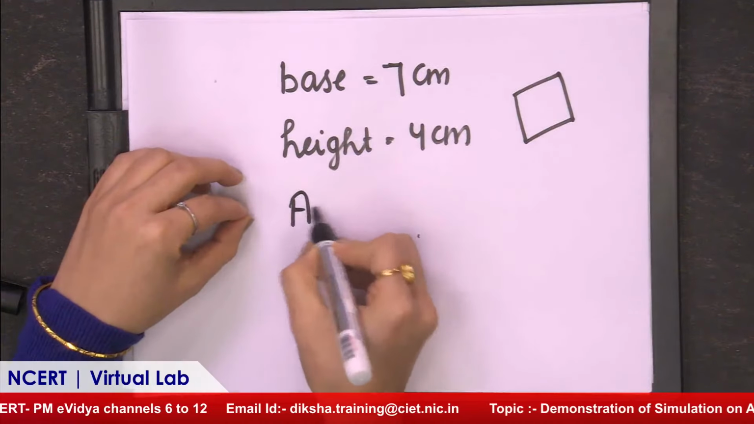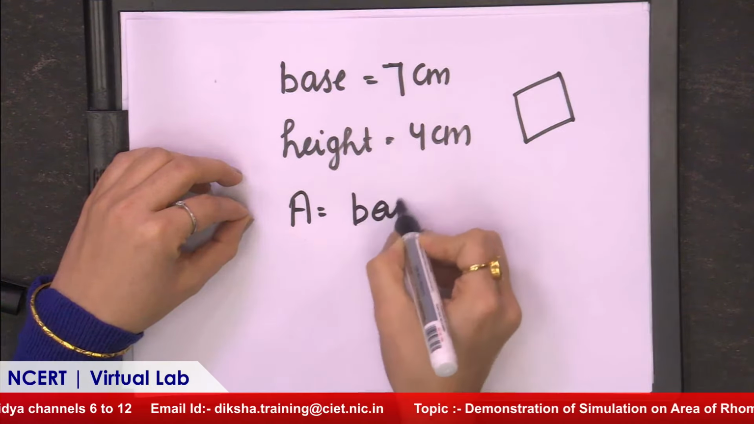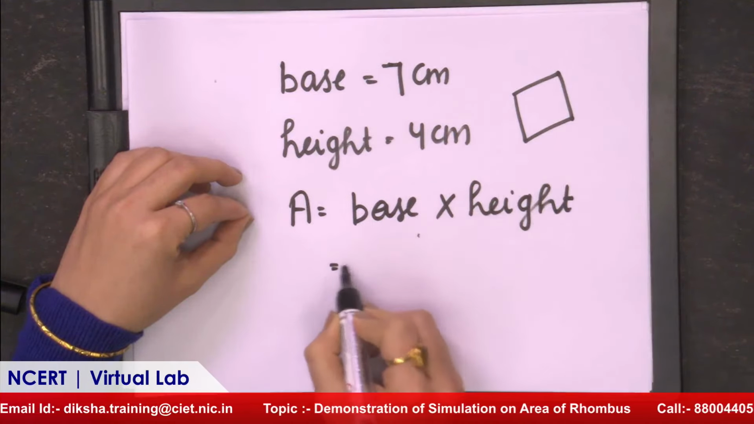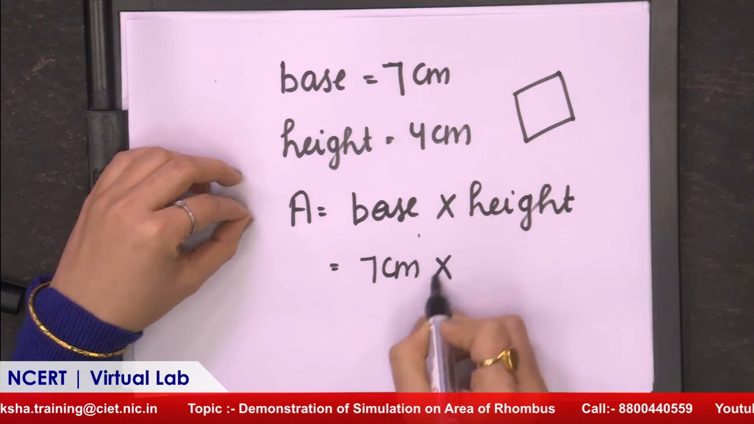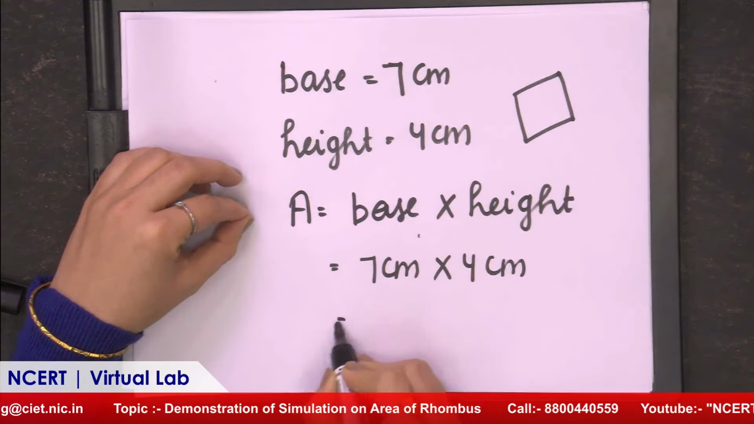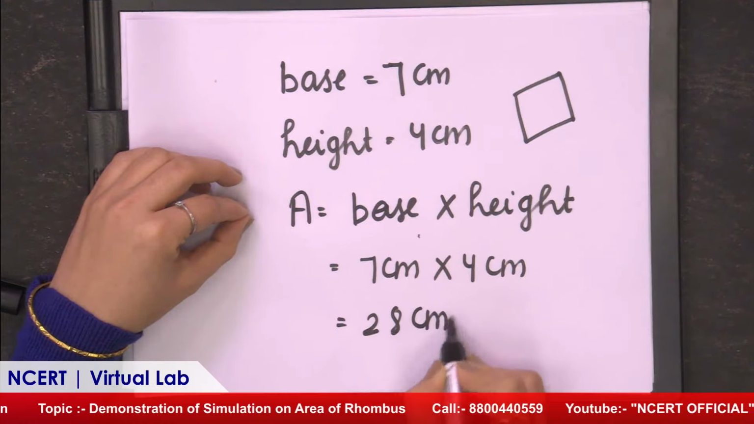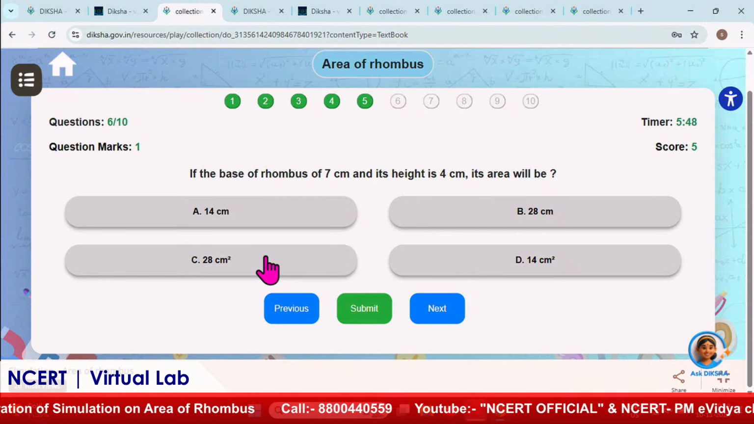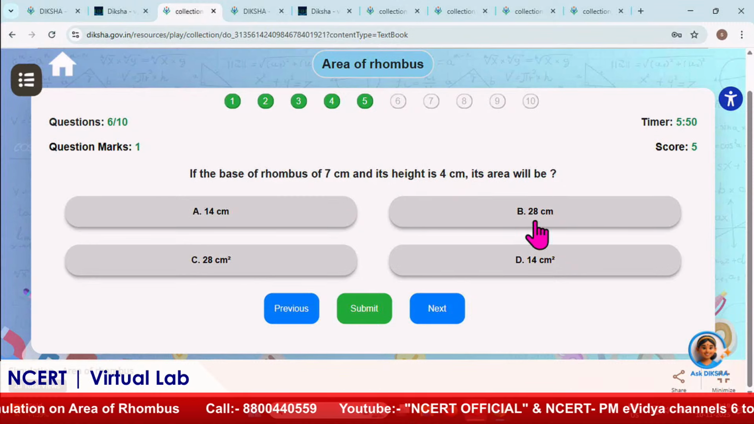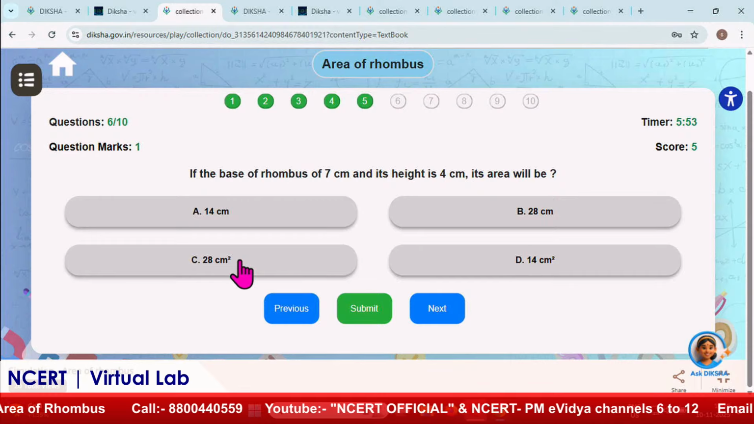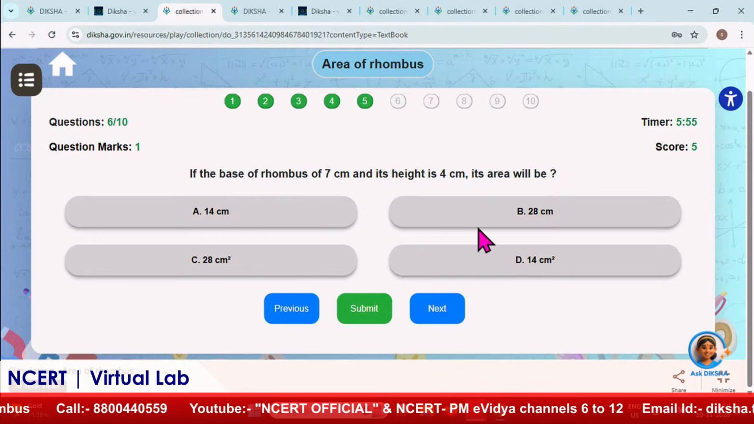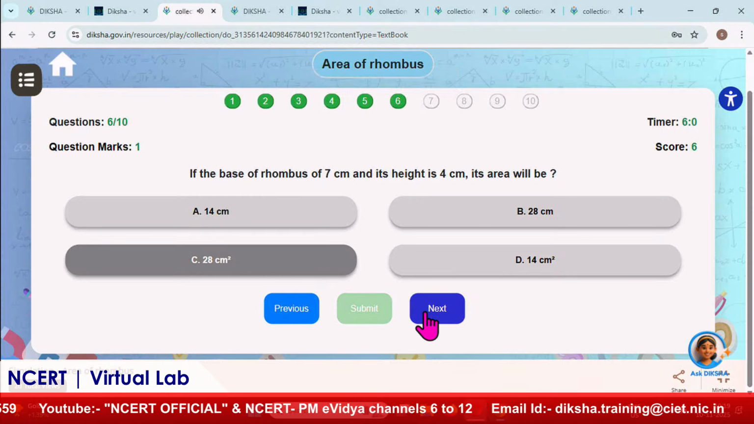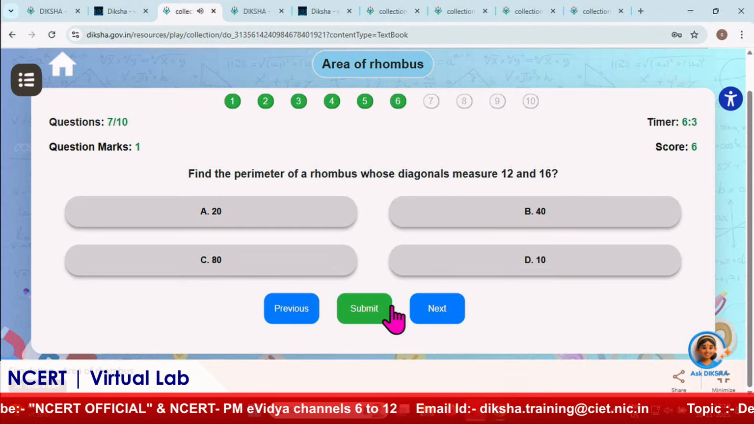So what is the area? Area should be base into height. So what is base? Base is 7 centimeter and what is height? Height is 4 centimeter. We can do this: it is 28 centimeter square. Here we have to read the options very carefully. One of the options is given as 28 centimeter and another option is given as 28 centimeter square. So we have to be very careful and click on option C and then on the submit button. This way we can move on to the next question.